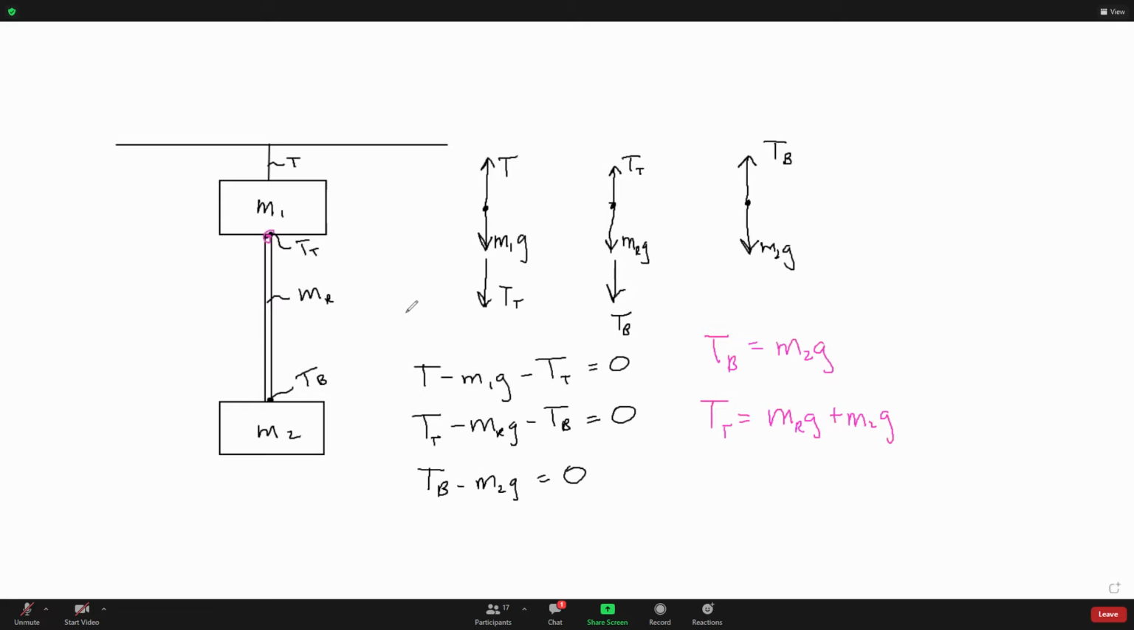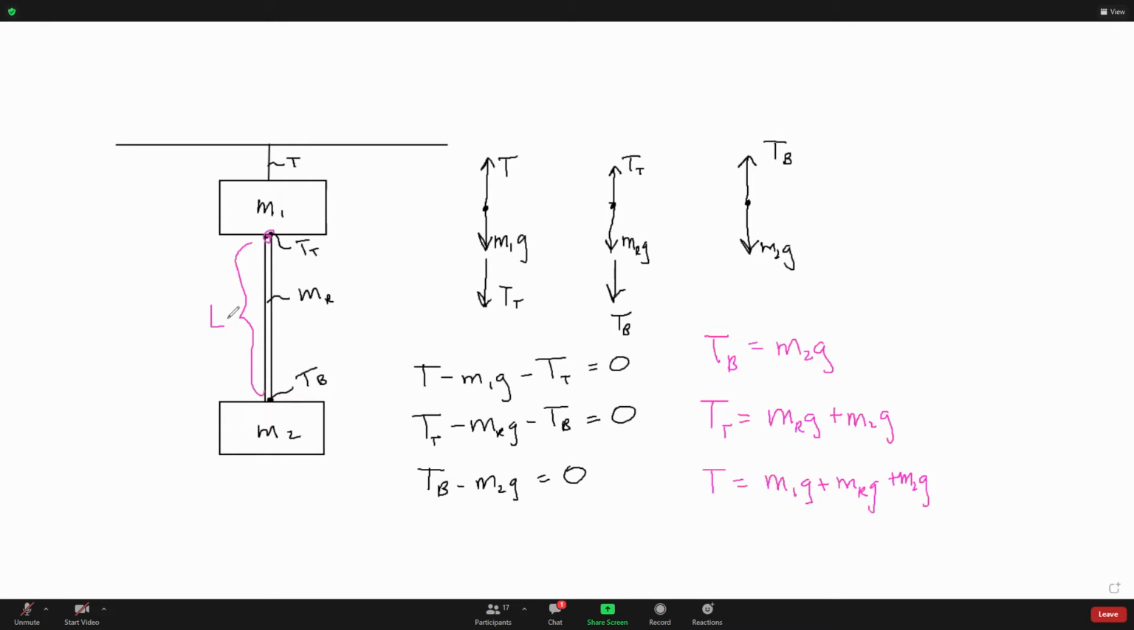And now I can figure out what the tension T here is. T equals M1G plus the tension at the top, which is MRG plus M2G, which makes perfect sense. Now, I've solved for the tension at the top and the bottom of the rope. What would be the tension at some other place in the rope? Let's assume that this is a length L.